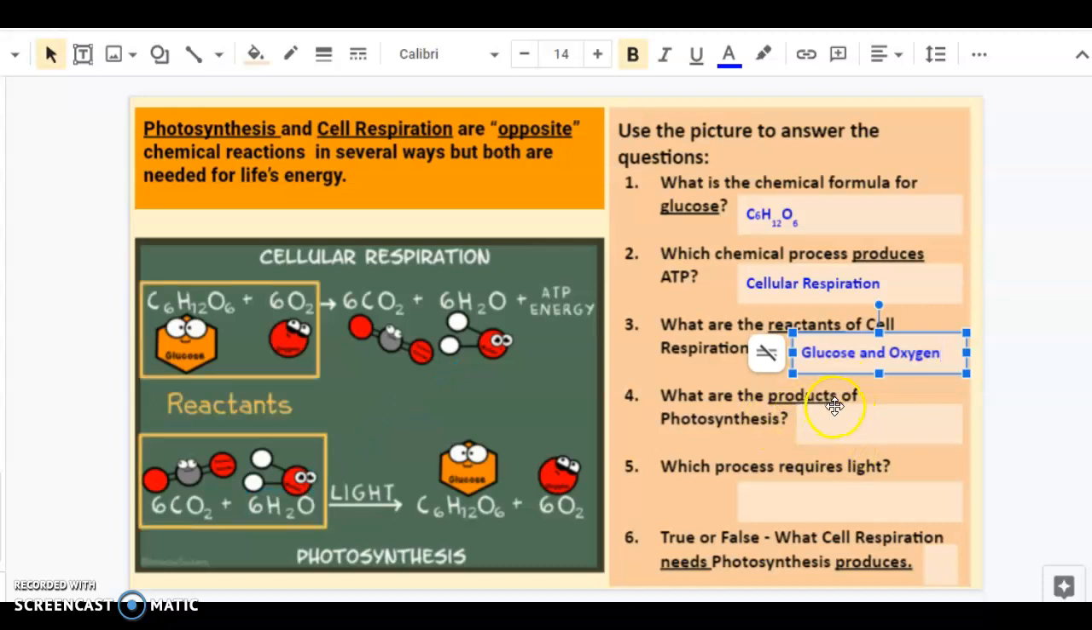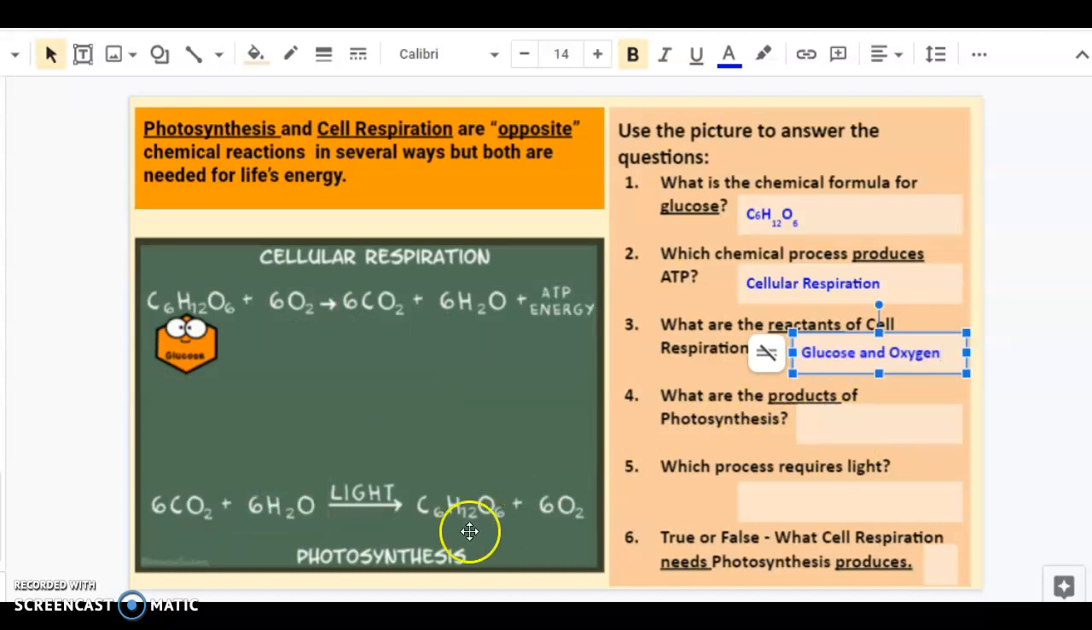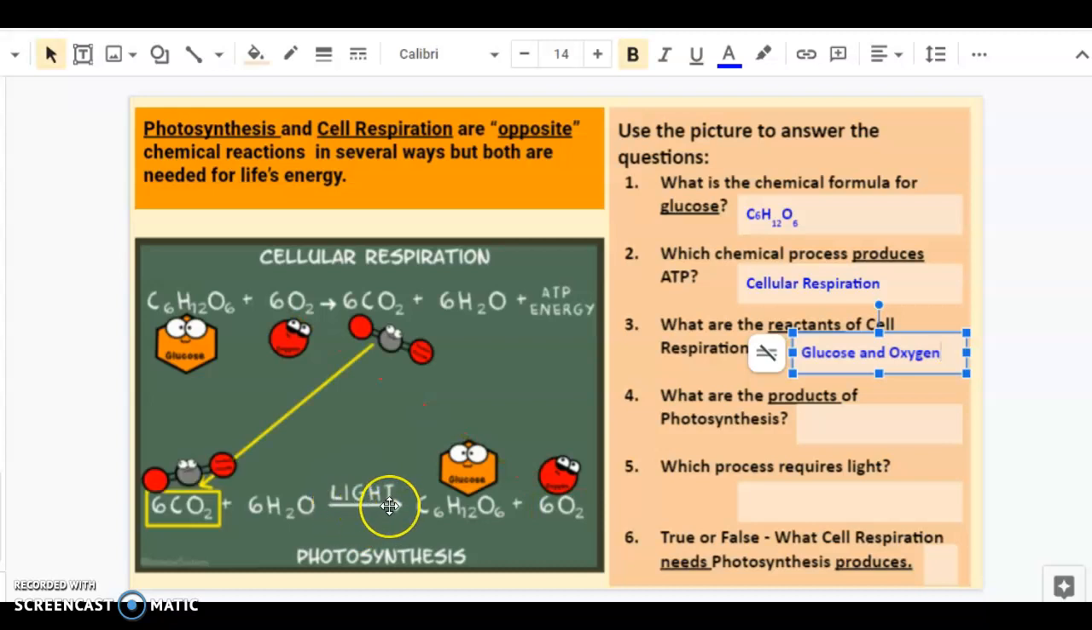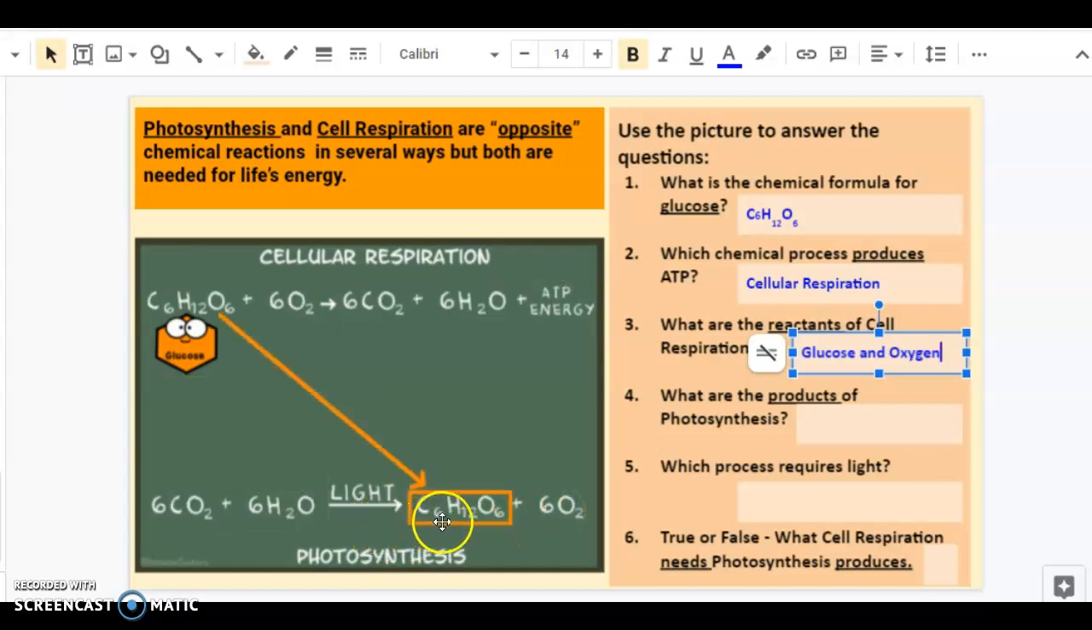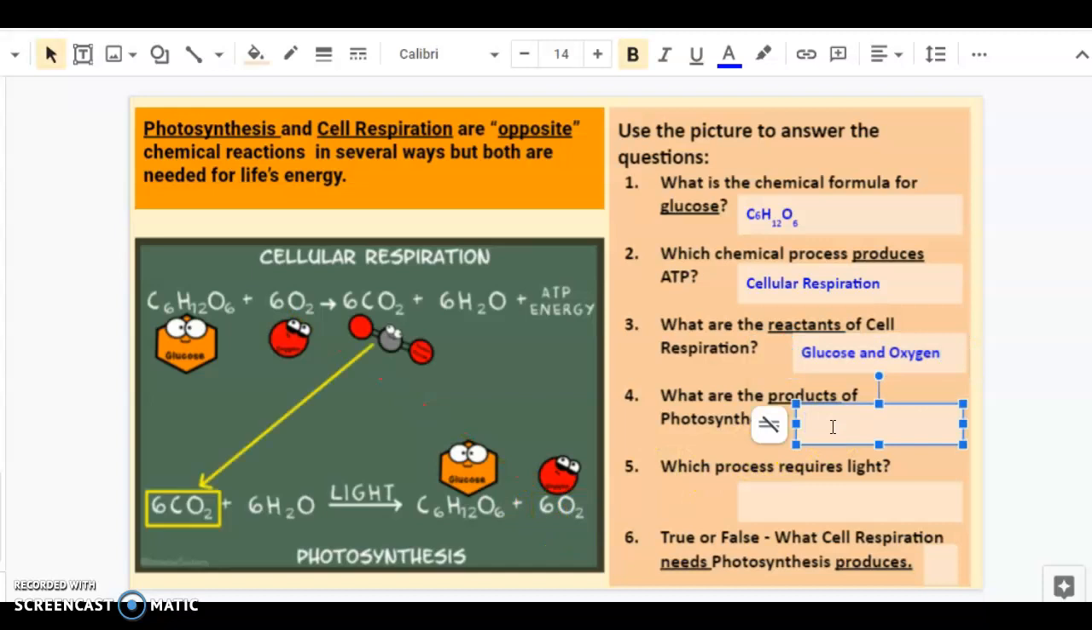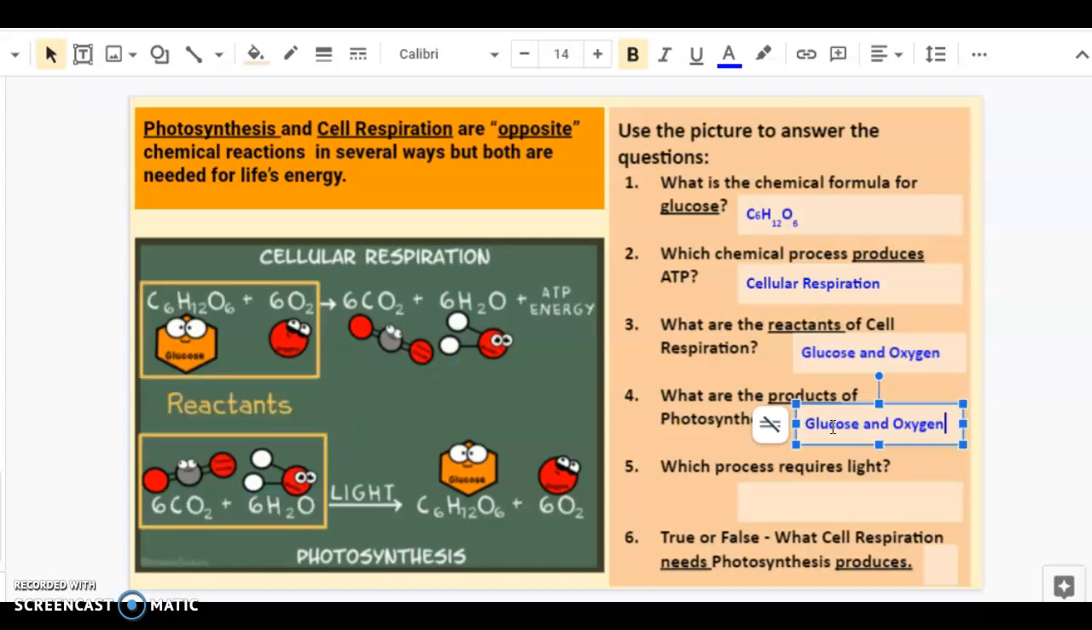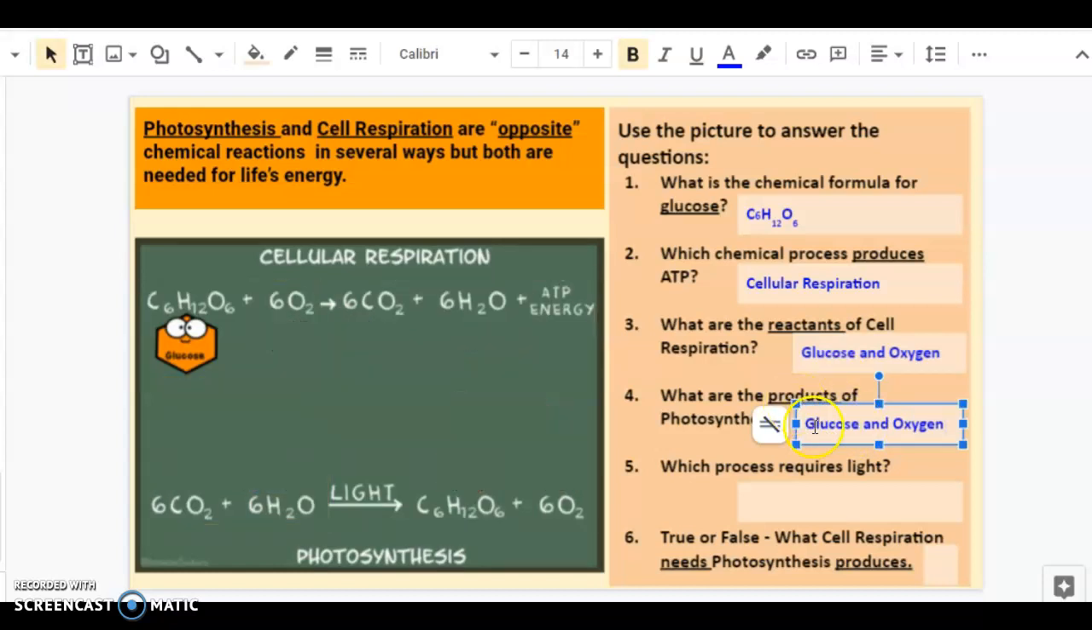What are the products of photosynthesis? So now we need to go down to the process at the bottom, photosynthesis. We need to find the arrow, which is where the work is happening. There's the arrow. We want the products. So we want the things that are produced, what it ends with, the things on the right of that arrow. And the products here are glucose and oxygen. And you'll notice right away that the reactants of cell respiration are the same as the products of photosynthesis. And that's why we can describe them as opposite, or even better, as a cycle.